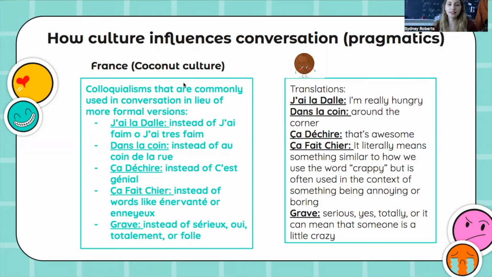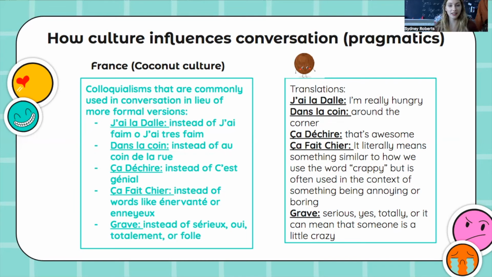So, j'ai la dalle. Instead of j'ai faim or j'ai très faim, j'ai la dalle is I'm really hungry. Dans le coin. Instead of au coin de la rue, you know, to say, oh, it's around the corner of the street, dans le coin means around the corner. Ça déchire. Instead of c'est génial, ça déchire is that's awesome.